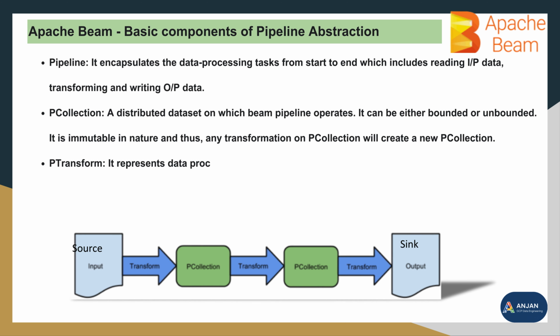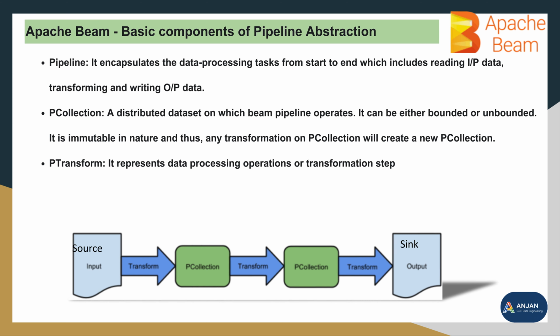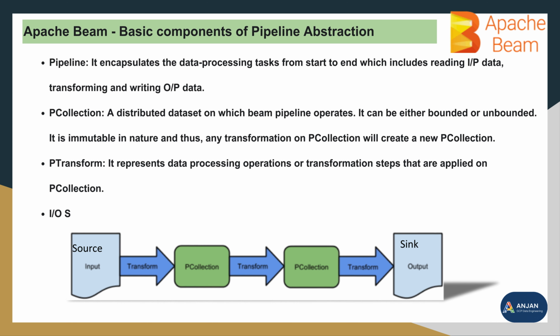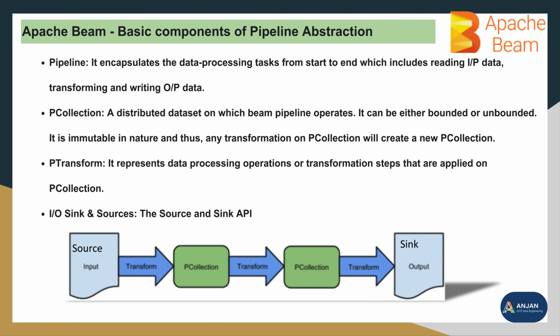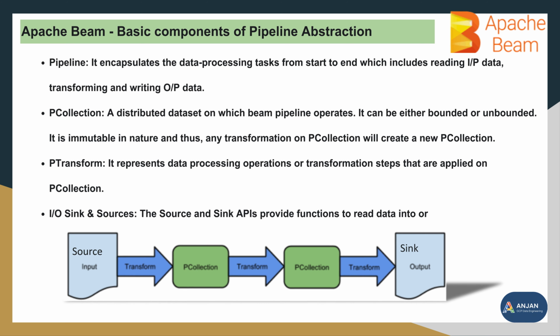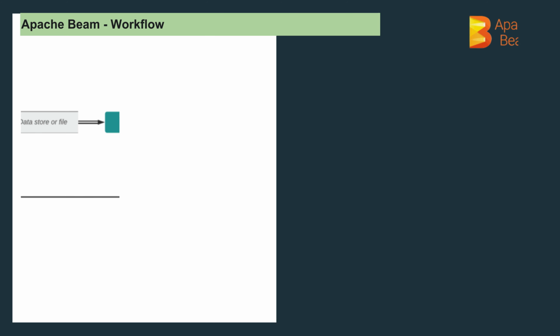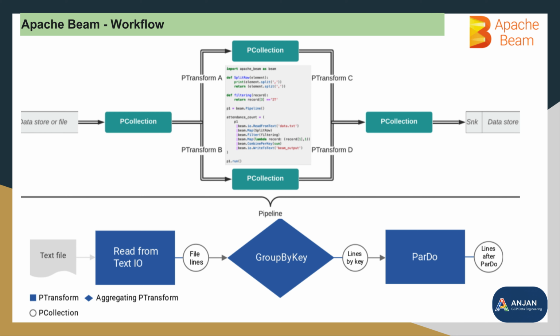P-transform represents data processing operations or transformation steps that are applied on a P collection. Sink and sources: the source and sink APIs provide functions to read data into or write out of P collections. Let's understand Apache Beam pipeline and its components in association with its programming model.